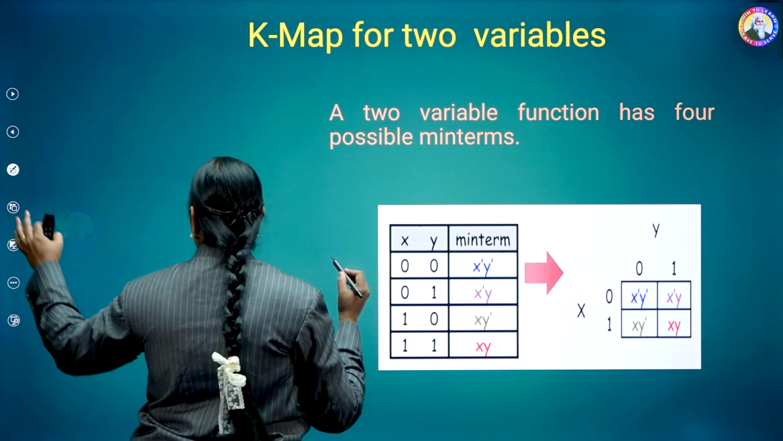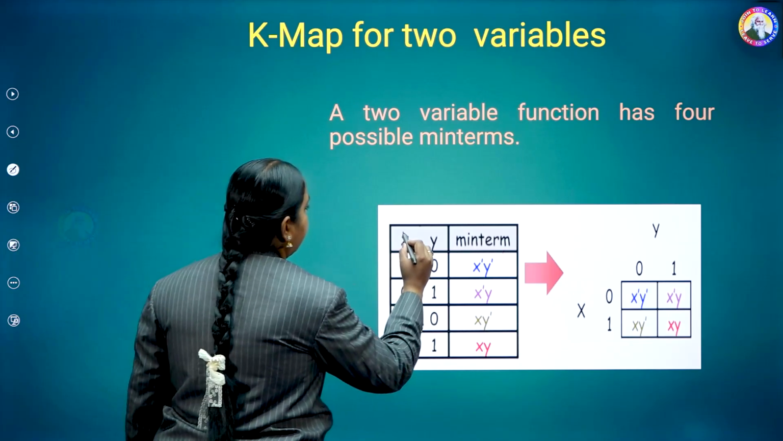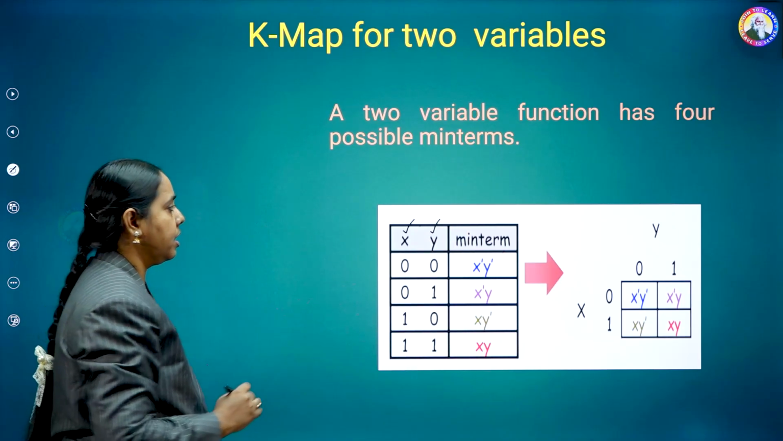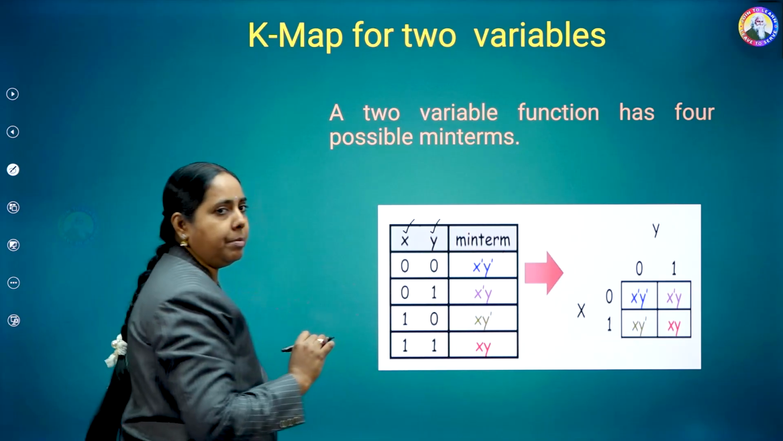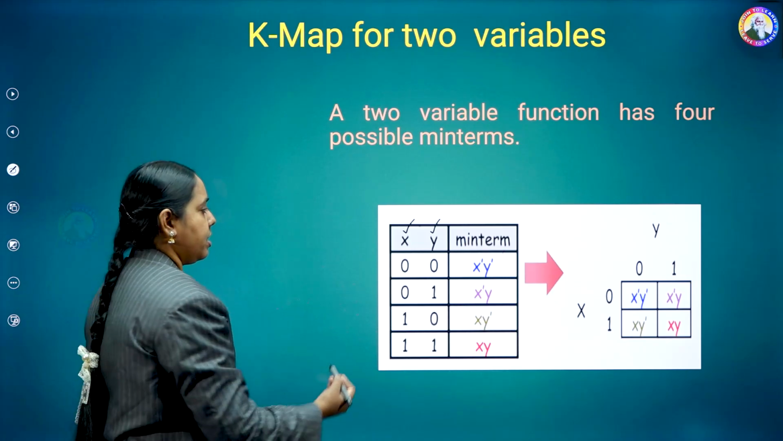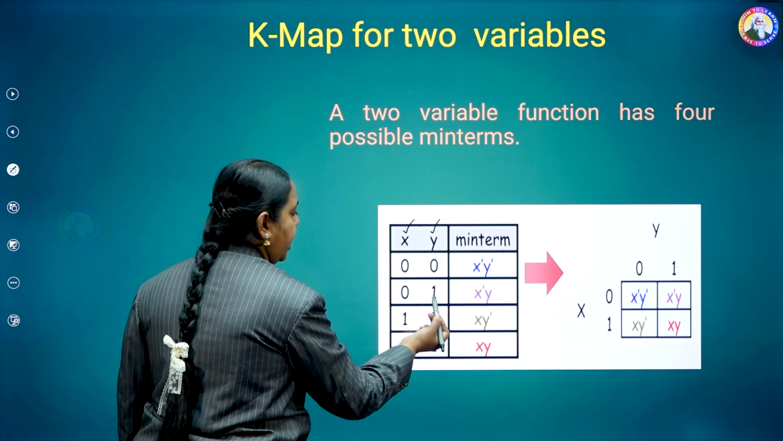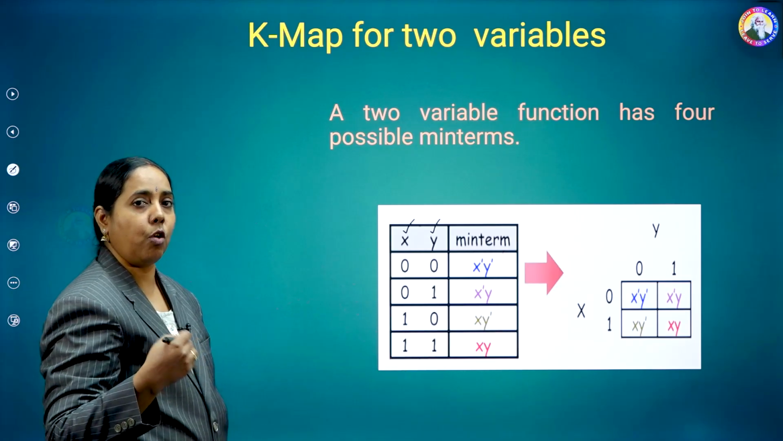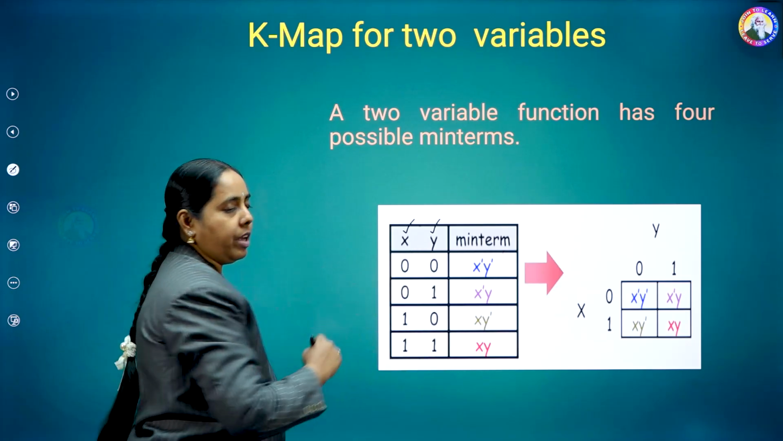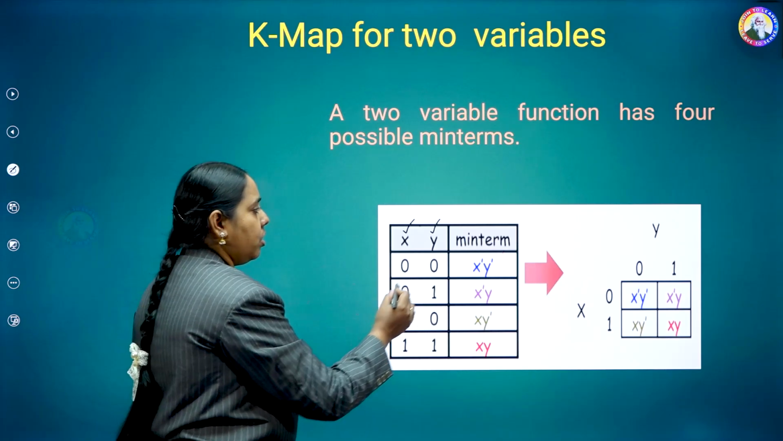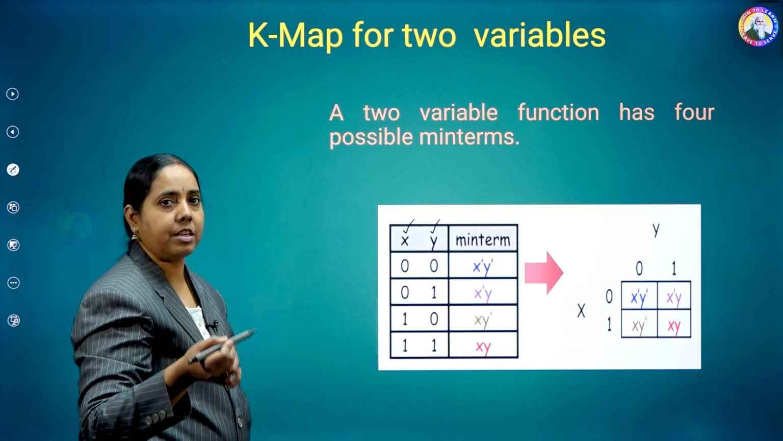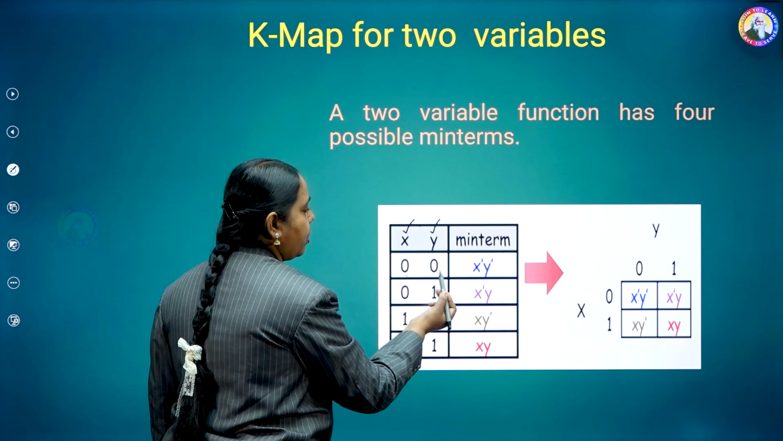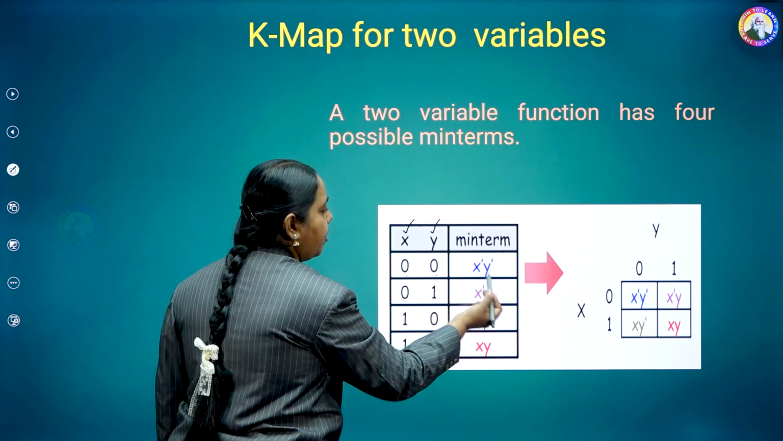Here, x and y are the 2 variables. With these 2 variables, we have 4 possible combinations: 0 0, 0 1, 1 0 and 1 1. With these 2 variables, we already know how to write the min terms and max terms, which we covered in the last video. Here, 0 0 can be written as x bar y bar.